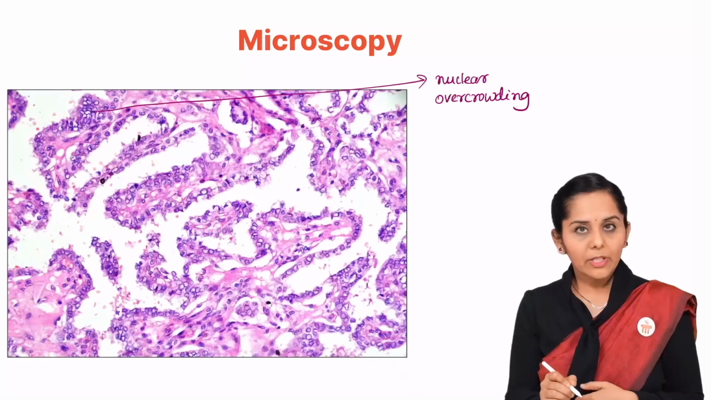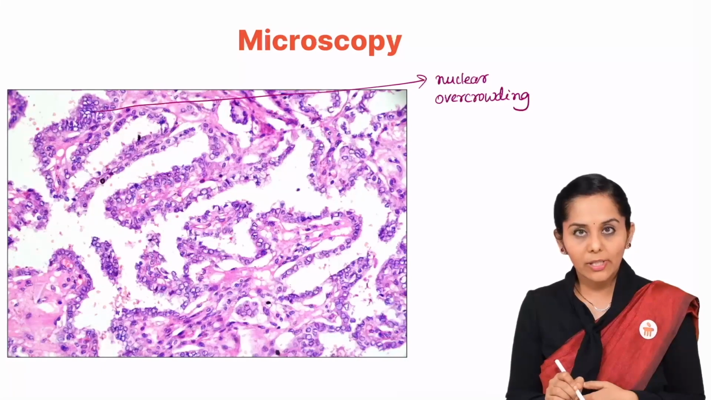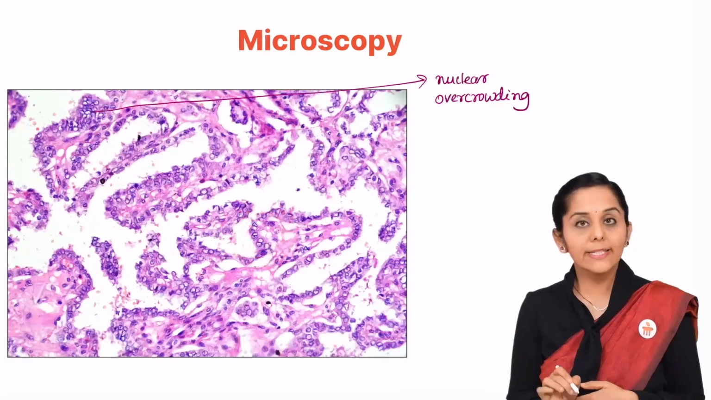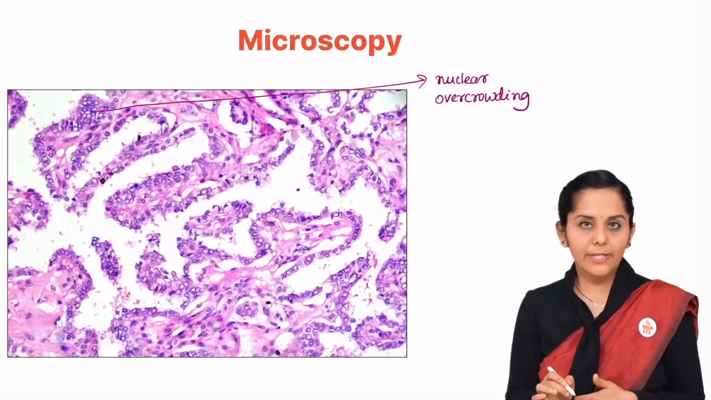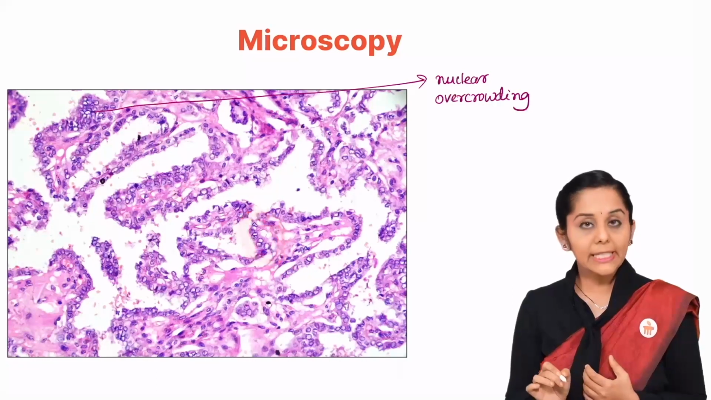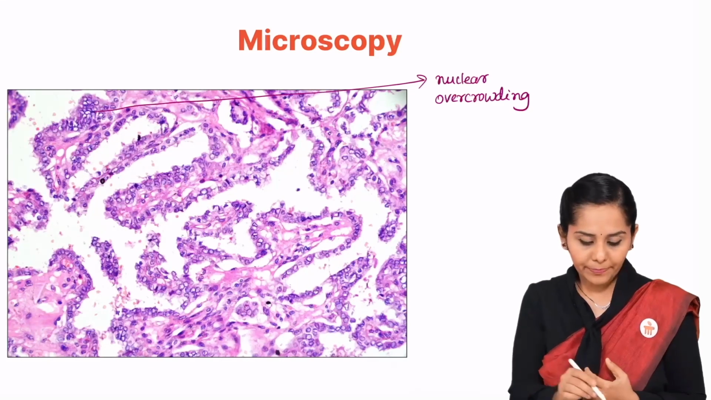And at this power, you are able to appreciate one more nuclear feature, which is the optically clear nucleus, or the ground glass appearance of the chromatin. This is called as the Orphan Annie appearance of the nucleus. Very, very important. It's based on a comic, right? She has an empty eye appearance. So that is compared to the optically clear nucleus of the papillary thyroid carcinoma.